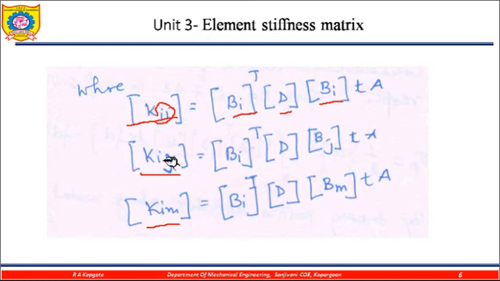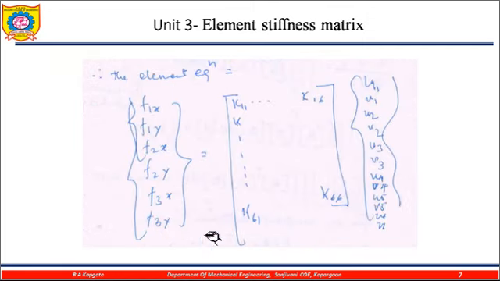Now see, both are I. Now here the Kij: here the term is I and here the term is J. Here Kim: so here the beta matrix I and beta matrix M. So keep in constant watch how to write this beta matrix multiplied by T and A. So this one is the simplification of this one.